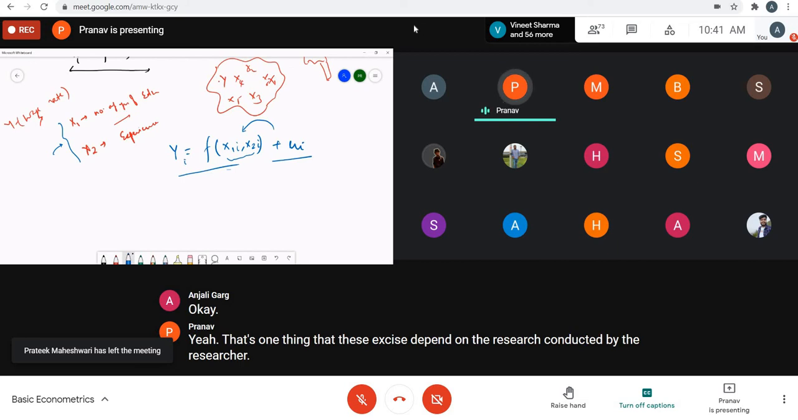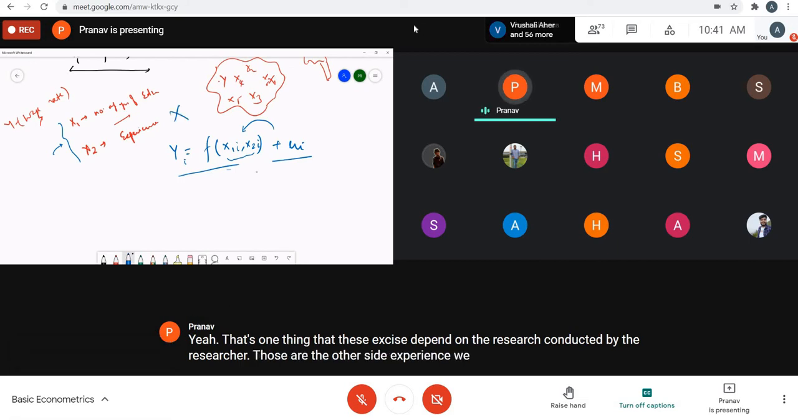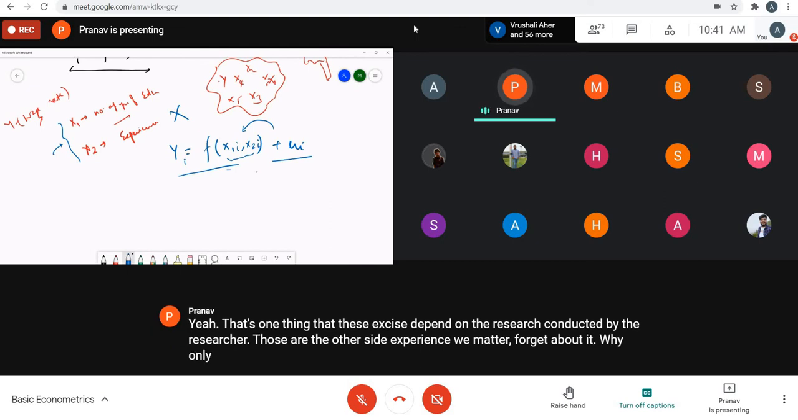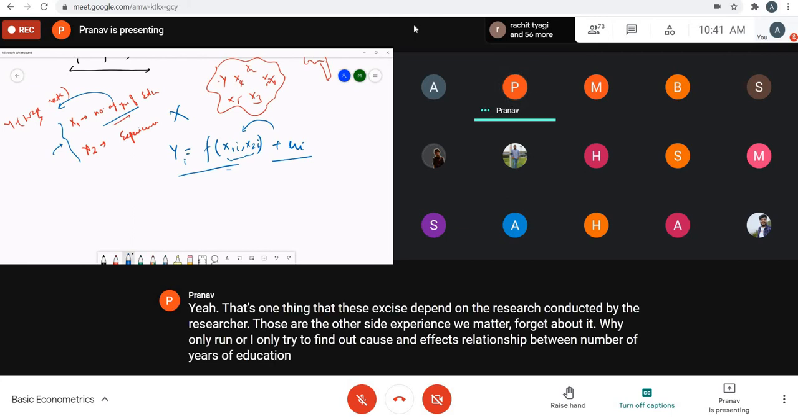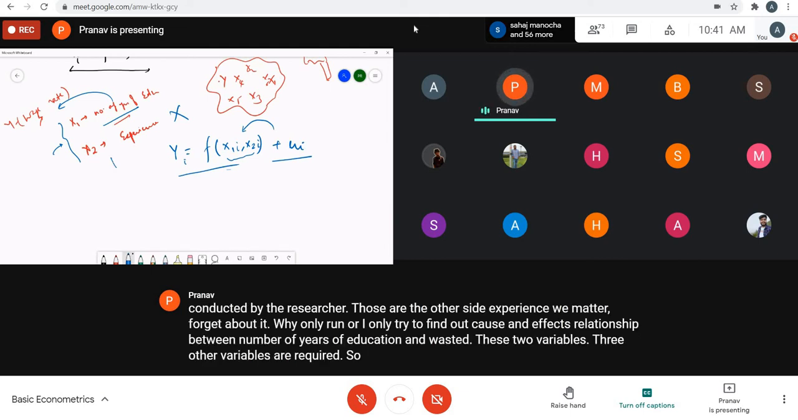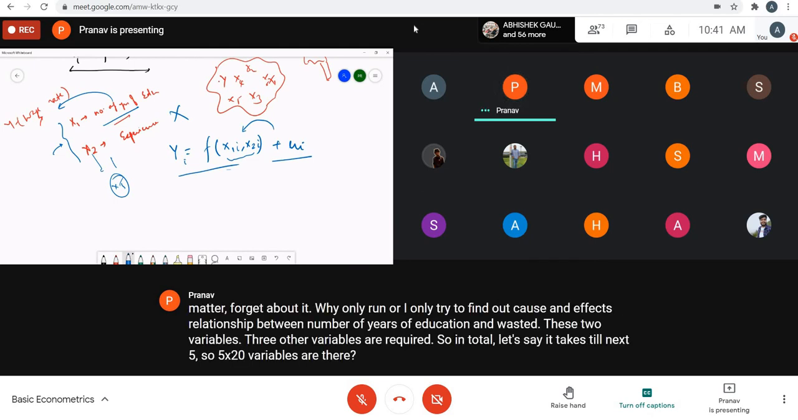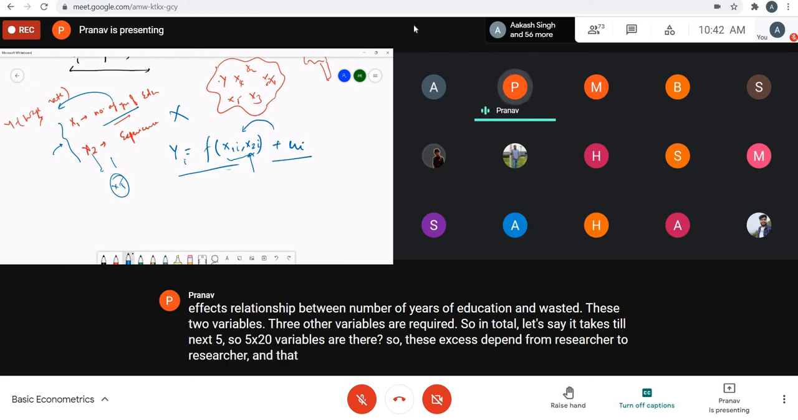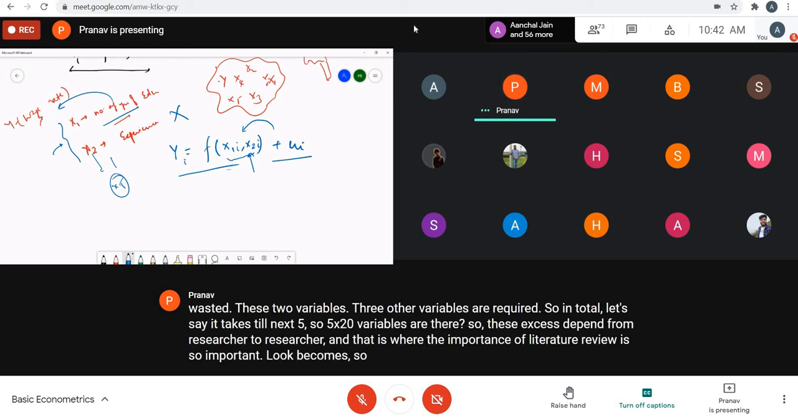So it could be that tomorrow someone gets up and says, sir, experience doesn't matter either, forget about it, I only try to find out a cause and effect relation between number of years of education and wage rate. Someone else says, apart from these two variables, 3 other variables are required. So in total, let's say it takes till X5. So 5 explanatory variables are there. So these X's depend from researcher to researcher. And that is where the importance of literature review becomes so paramount.